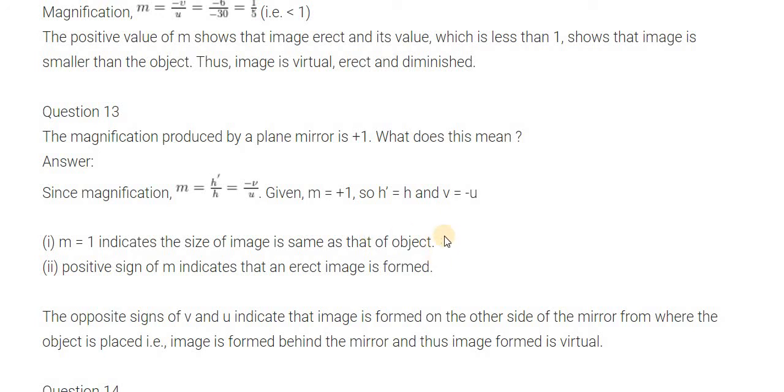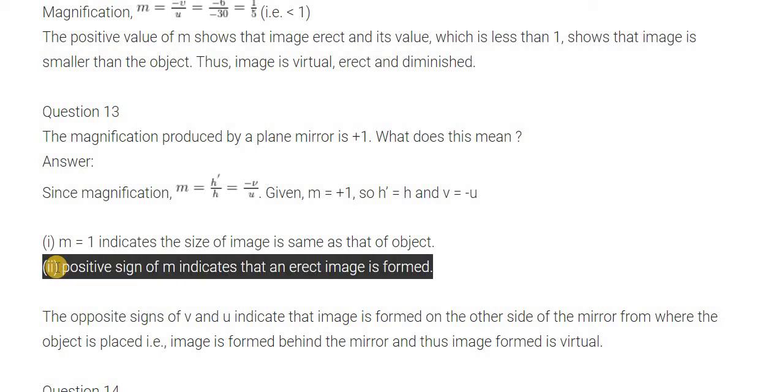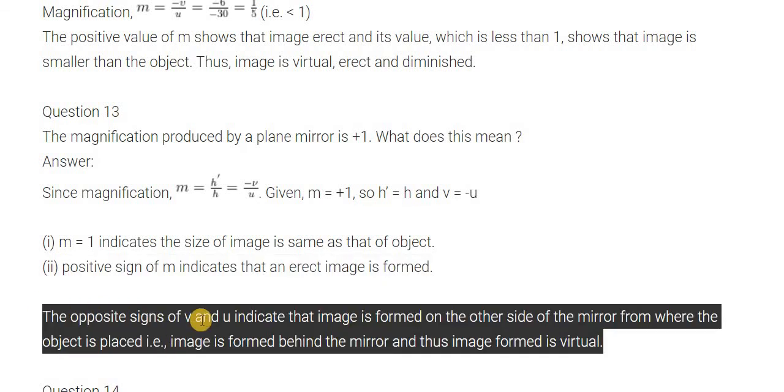In such a case only we get the same size of image. The second case, the positive sign of m, indicates that the image is erect. And the opposite sign of v and u indicates that the image is formed on the other side of the mirror from where the object is placed. For example, the image is formed behind the mirror and thus the image is virtual.